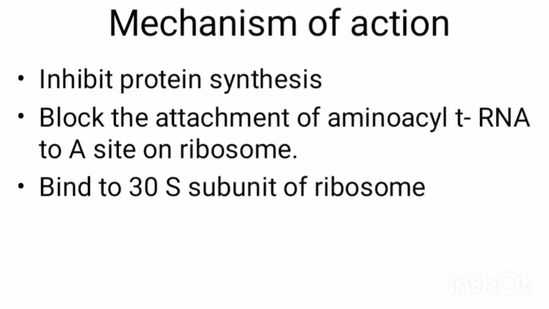Let's move on to mechanism of action. Tetracycline inhibits protein synthesis by blocking the attachment of charged aminoacyl tRNA to the A site on ribosome. That is, tetracycline binds to the 30S subunit of the microbial ribosome. It prevents the introduction of new amino acid to the peptide chain. So this is the mechanism of action of tetracycline. Similarly, we can say tetracycline inhibits the protein synthesis or translation process.